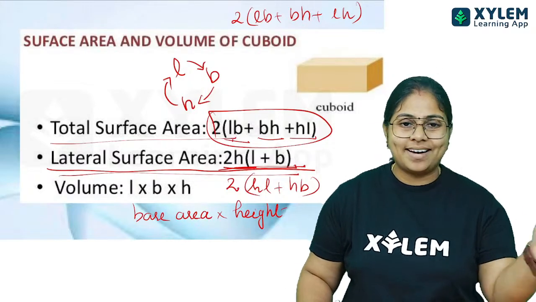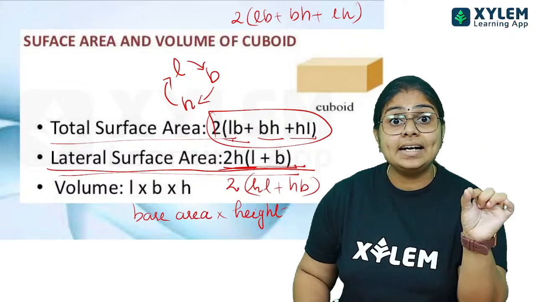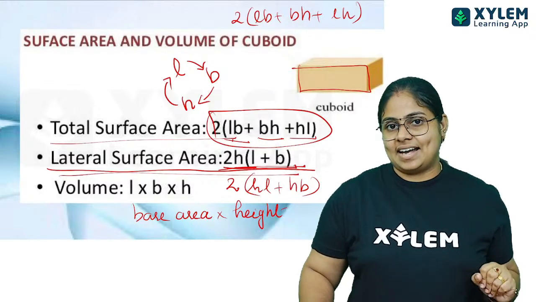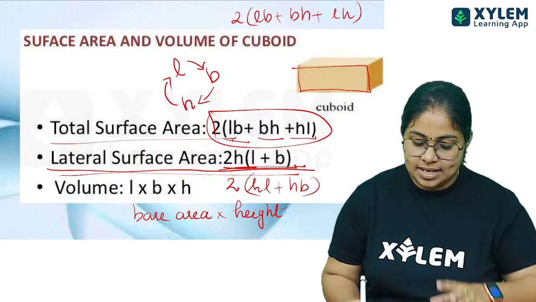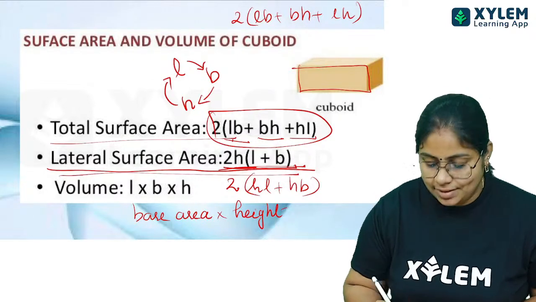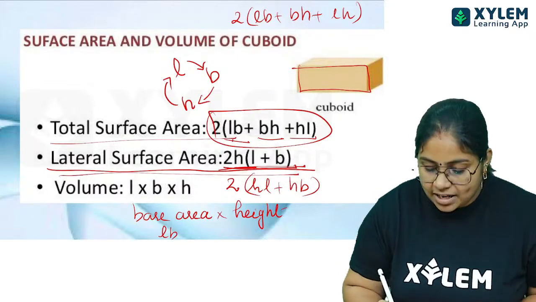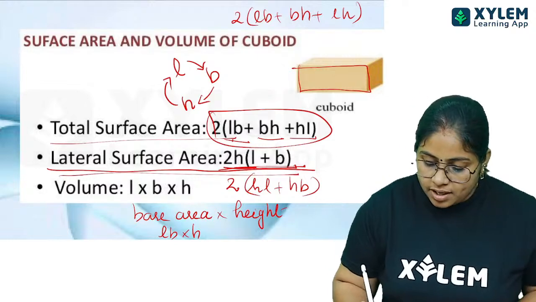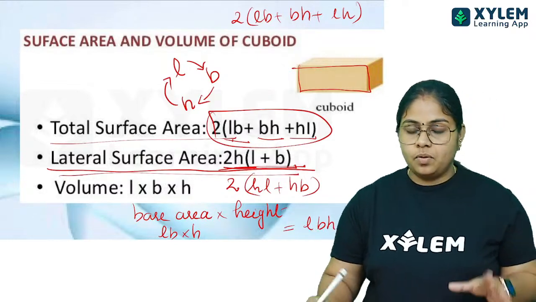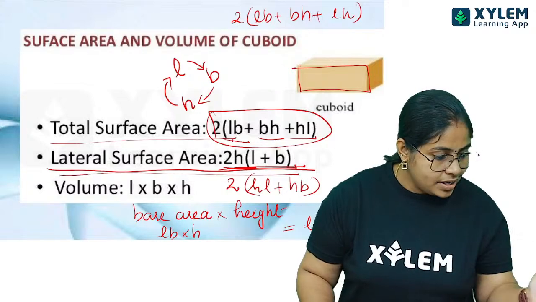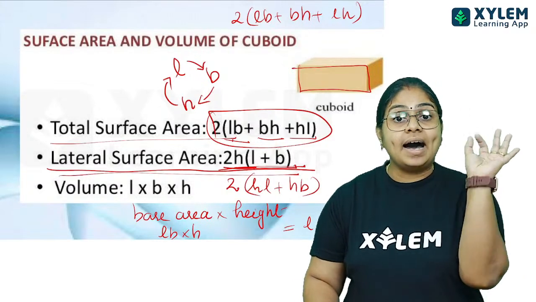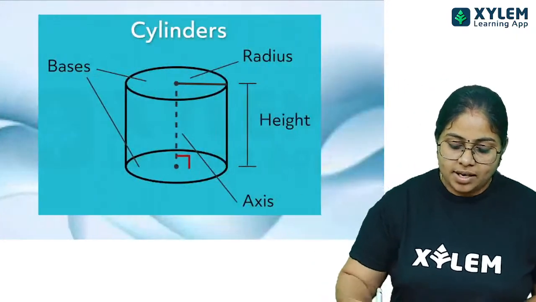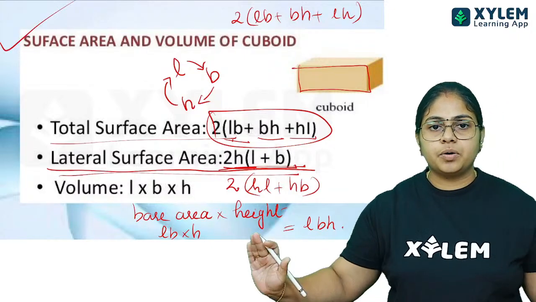Here this is a cuboid. Cuboid means the base is a rectangle, isn't it? So its area into height. What is the base area of a rectangle? Length into breadth. And if it is multiplied with the height, we will get LBH. So the volume is equal to LBH. Is it clear? Yes. So base area into height is the volume of a cuboid. This formula is clear to you now.